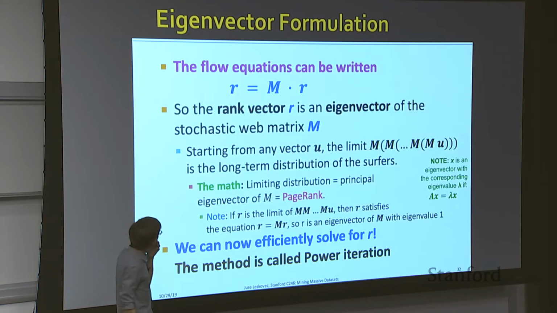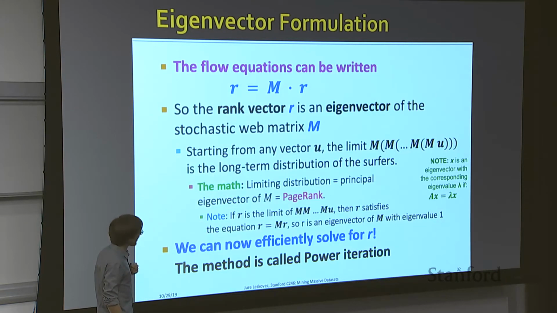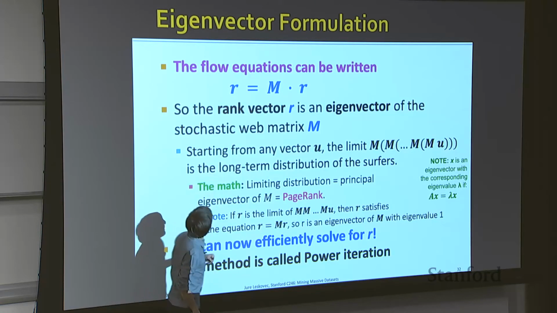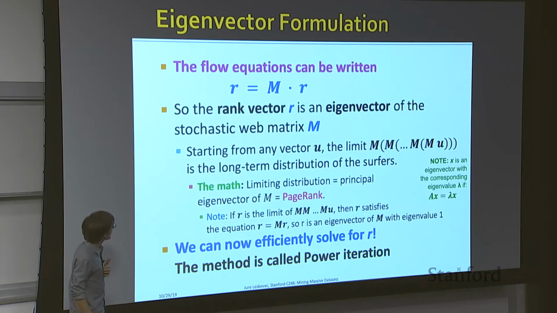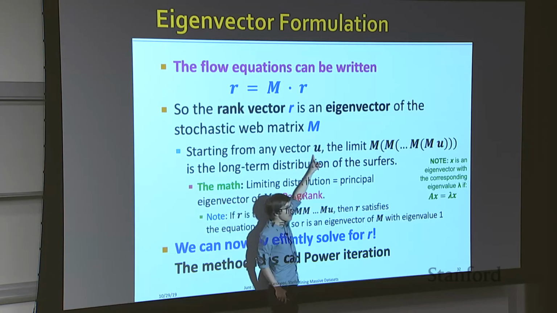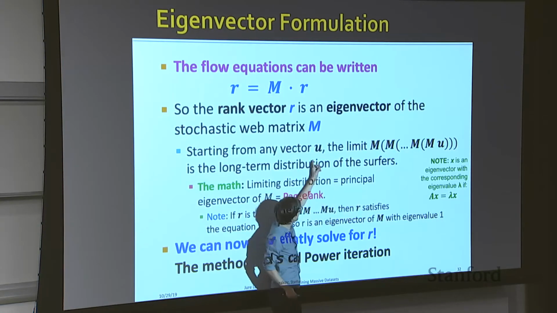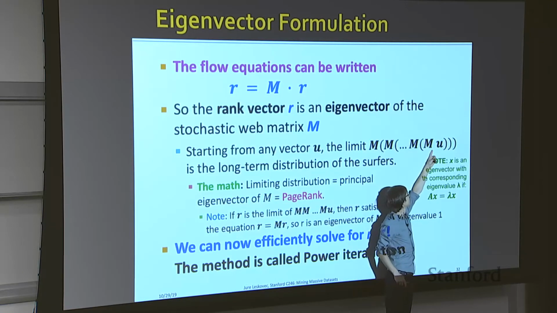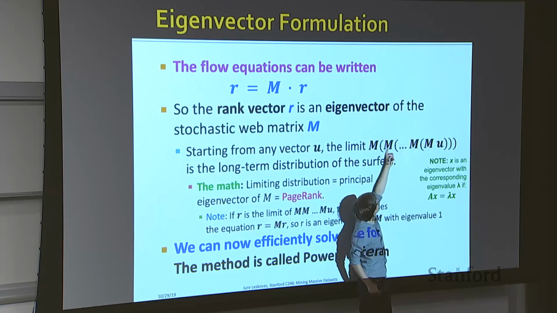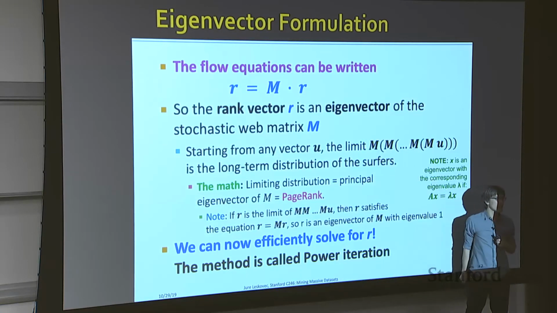Okay, great. So what did we learn so far? We said that the flow equations can be rewritten as R equals M times R. This means that the rank vector is the eigenvector of this stochastic web matrix M. Given the random walk explanation, we can start with any vector U, any distribution where the random walker starts the walk. But if we iterate this long enough, we take U multiplied by M, we get a new U, multiplied by M again, and again. If we keep multiplying long enough, we will converge to a given stationary vector.